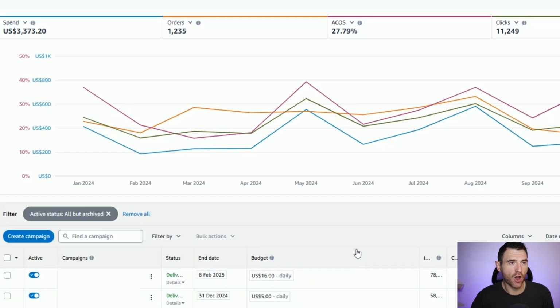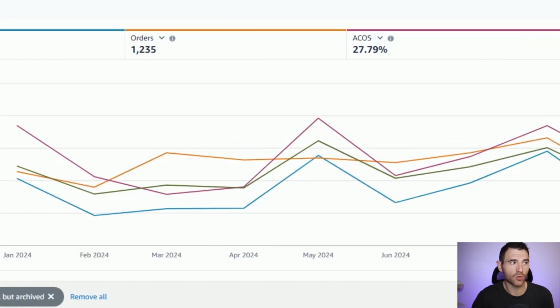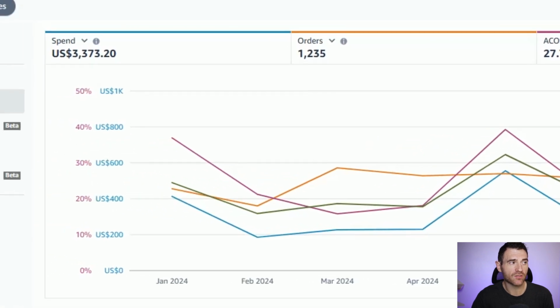So here's my overall results for 2024 so far on Amazon ads in the US marketplace. So you can see I'm running a decent ACoS of below 28%. I've received 1,235 orders at a spend of $3,373. So that's my US marketplace in 2024. So that's across all of my campaigns for the year.